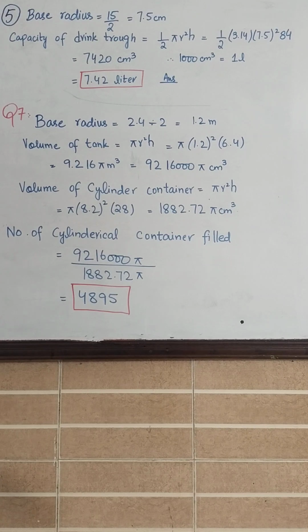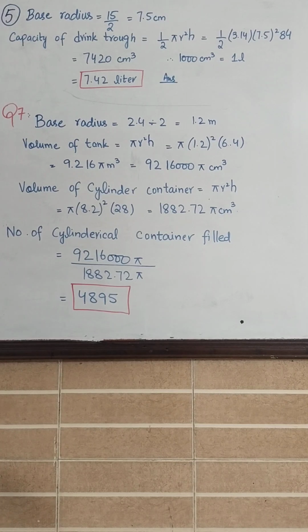1 by 2 multiply by pi multiply by r square multiply by height or length, you can say, which is also given, 84. Now multiply all these terms and you will get 7420 centimeter cube. The question is given to find out the answer in liter, and you know 1000 centimeter cube is equal to 1 liter. So convert it into liter. We got the answer 7.42 liter. Simply divide by 1000.